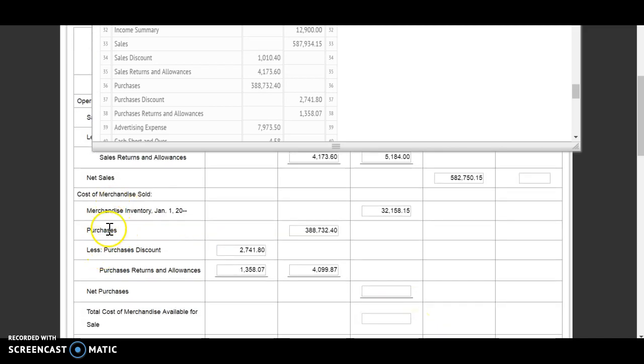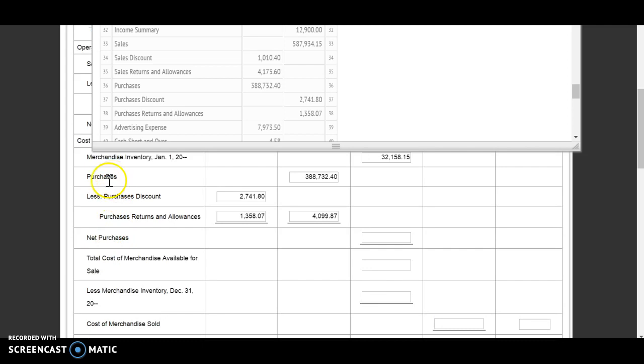Okay, again, I'm going to pay attention. Here it tells me I'm going to take purchases less those returns and discounts. Okay, so I'm going to subtract those two numbers. I should get $384,632.53. That is my net purchases.